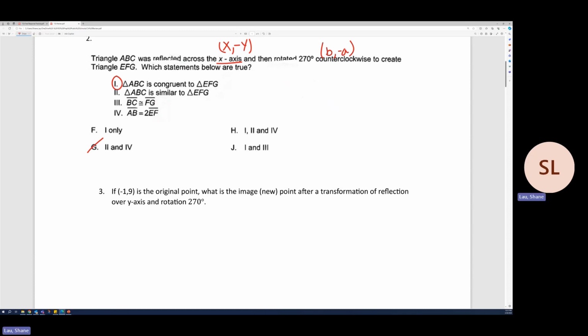Triangle ABC is similar to EFG. Technically speaking, no, they're not similar because they're the exact same. So we're going to take out H as an answer choice. 3, BC is congruent to FG. And BC and FG, we know for sure cannot be correct. The reason being is that this is a mapping problem, right? So if we look here, we have BC and FG, or sorry, I misspoke then. We know that BC and FG are in the same position. Therefore, we can say that they're congruent, and therefore J has to be our answer here.